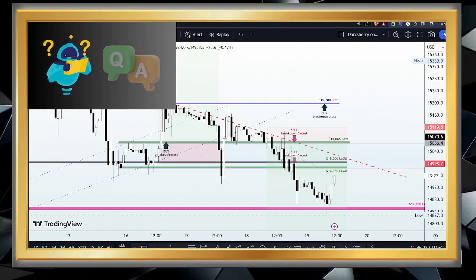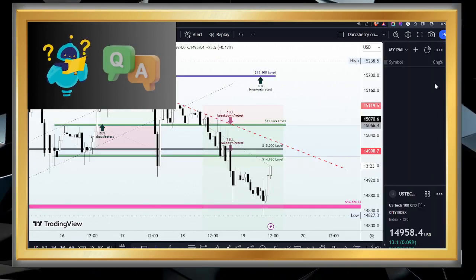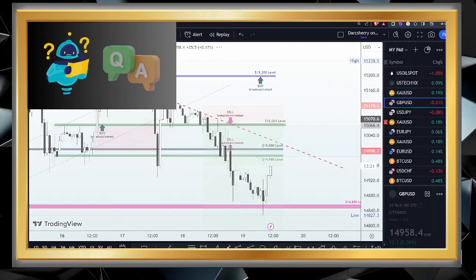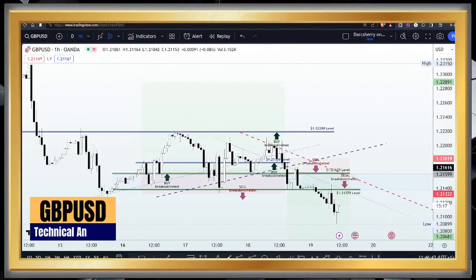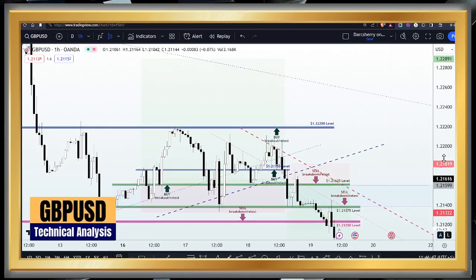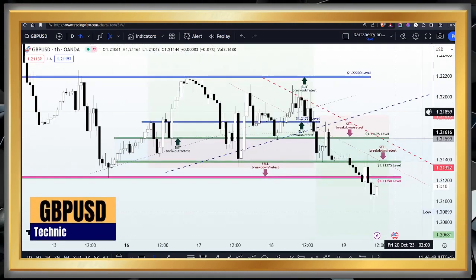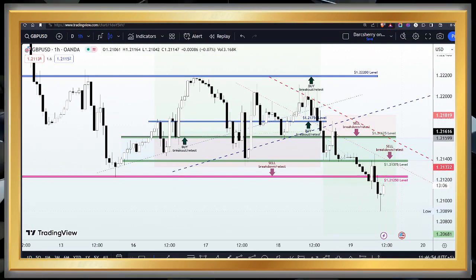All right, so let's move on to the next asset on our watch list. The next asset on our watch list for today is the GBPUSD, which is popularly known as the cable market, of course. And interestingly, in the last 24 hours, we've been selling the GBPUSD after price broke out of that ascending trend line we spotted in yesterday's trading session.